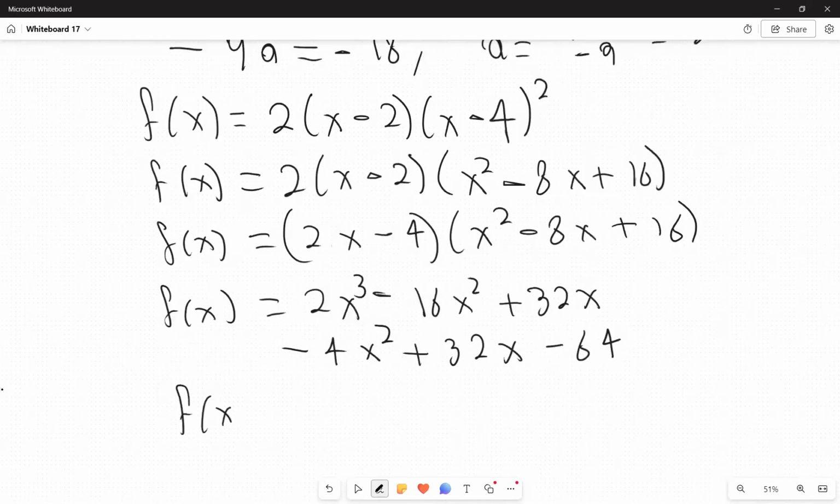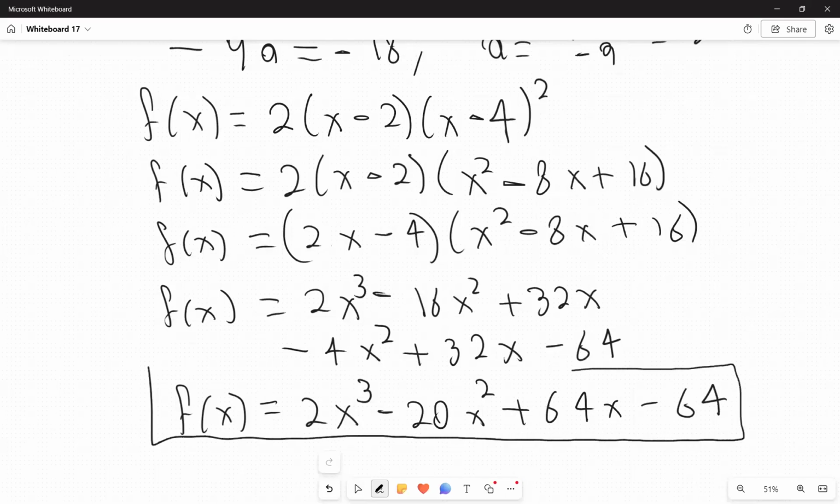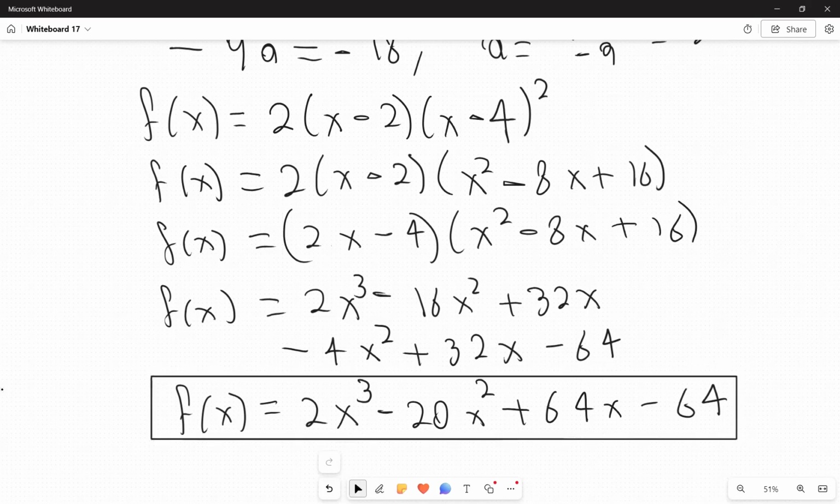So f of x, the final answer, we have 2x cubed, then minus 16x squared minus 4x squared, that's going to be minus 20x squared. 32x plus 32x is 64x minus 64. And this is the final answer. So the factor form is correct, but unfortunately my MATLAB is not going to accept it. So you need to keep it in this form.